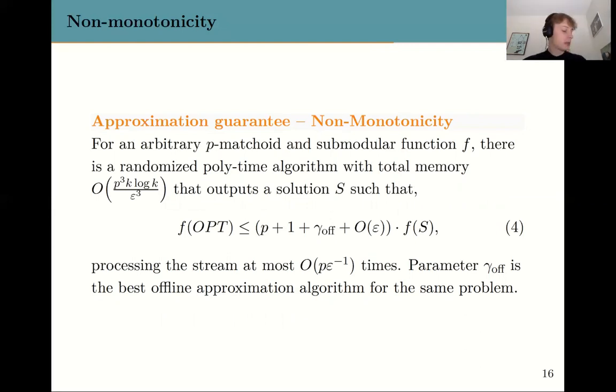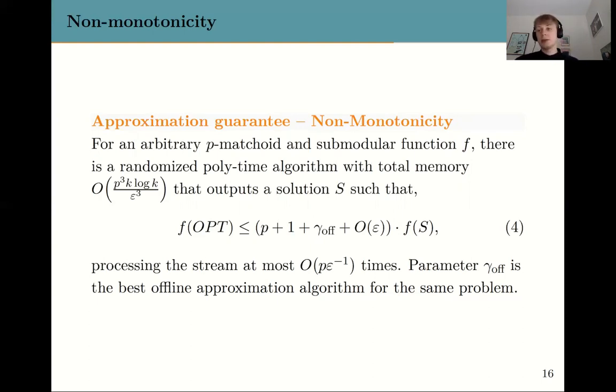So this is the result that we get for an arbitrary P Matroid and a submodular function f. There is a randomized polynomial time algorithm with total memory O of P cubed times the following quantity, and we have a P plus 1 plus gamma approximation, where, as I said, gamma is the ratio of the best offline approximation algorithm for the same problem.